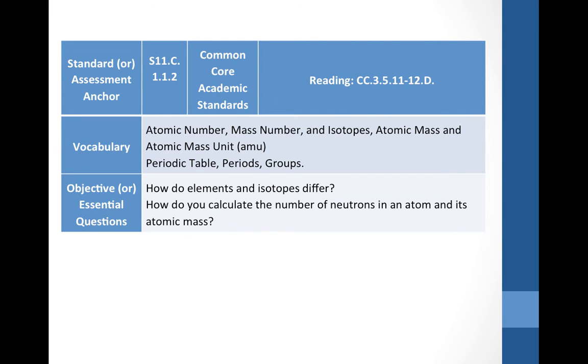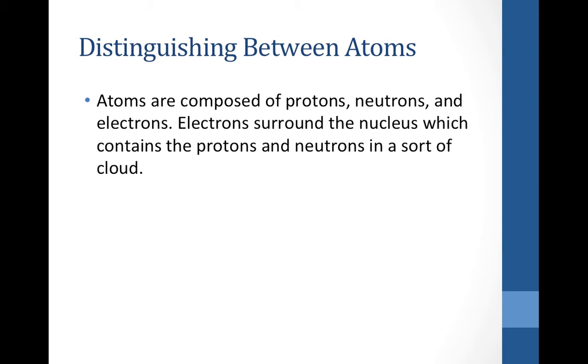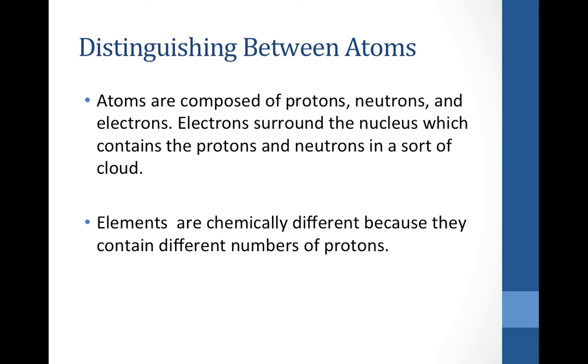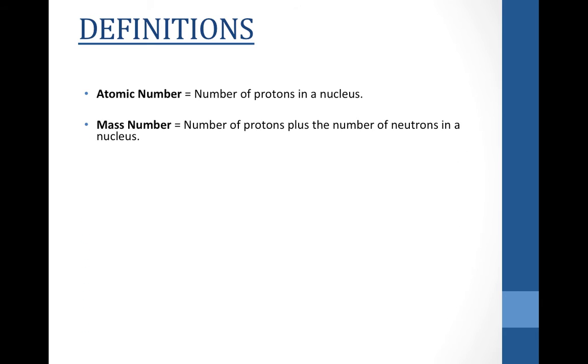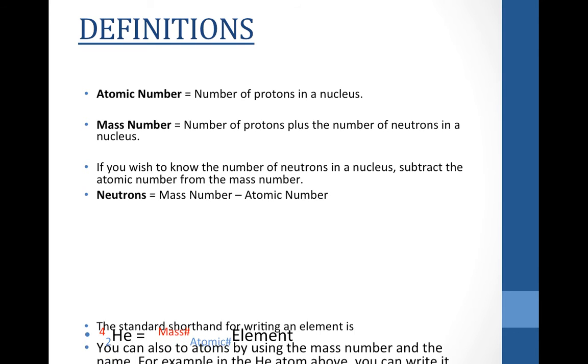Here's some vocab that we'll cover in this section. Distinguishing between atoms. Atoms are composed of protons, neutrons, and electrons. Electrons surround the nucleus, which contains the protons and neutrons, in a sort of cloud. Elements are chemically different because they contain different numbers of protons. Atomic number is the number of protons in a nucleus. Mass number is the number of protons plus the number of neutrons in a nucleus. If you wish to know the number of neutrons in a nucleus, subtract the atomic number from the mass number.